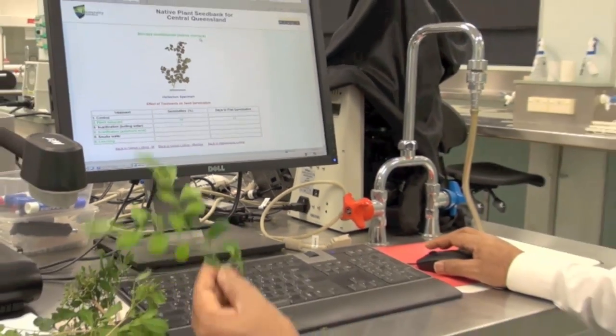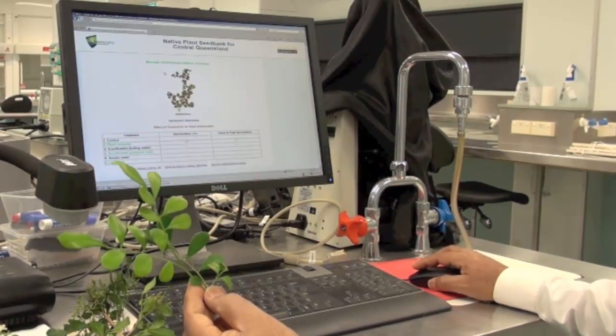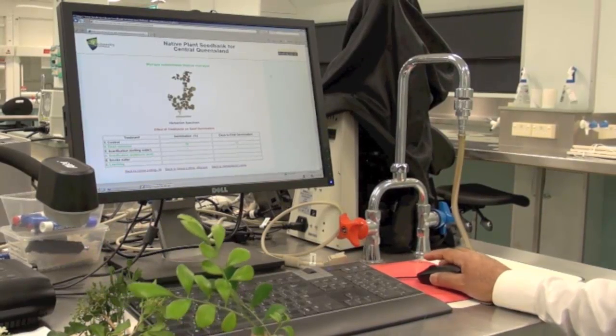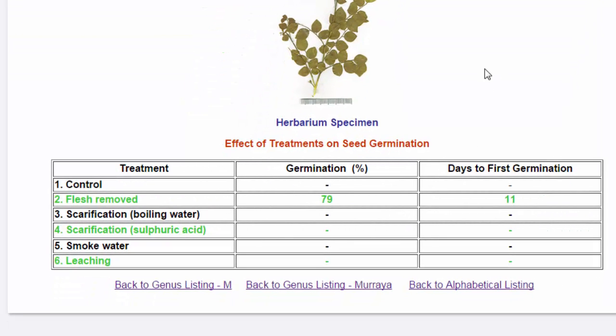This is native Maria. This one is an exotic one, and that's why it is very widely used in the cultivation. And this database also gives some information about your germination. If you use the seeds and remove the flesh and then germinate, 79% of the seeds will germinate. And if you don't remove the flesh, it takes about 11 days for the seeds to germinate. So this database also gives the information about germination and also the seed treatments required to germinate those seeds. And let's look at another one.